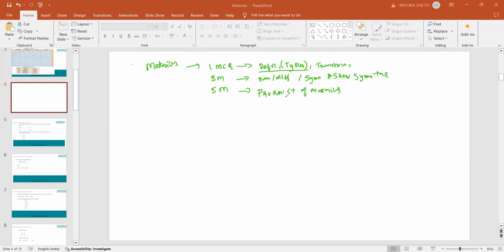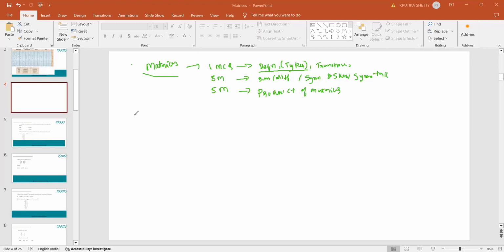In today's class we will try to cover this MCQ part and discuss it in detail. We will be discussing the concept of matrices, the types and the main concepts, first, and then we will start solving examples.